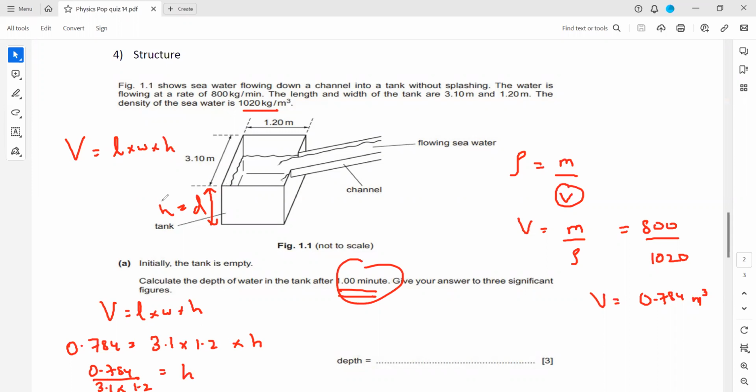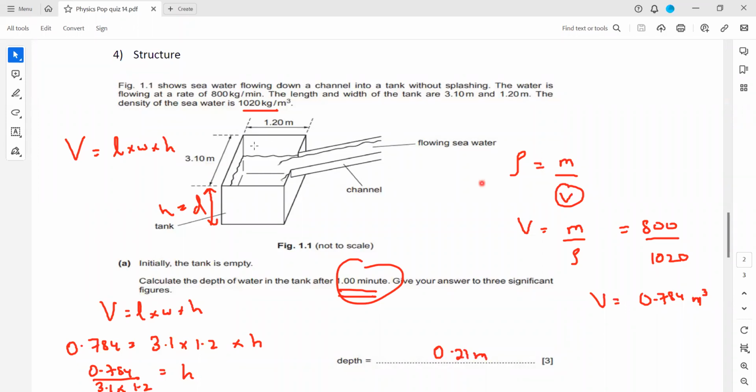This will give us the height or the depth, like how deep this tank is, or what is the depth of the water in this tank. So that's equal to 0.21, and the unit of length, height or width, as the volume was in meter cube, we'll get in meters. So is it clear?